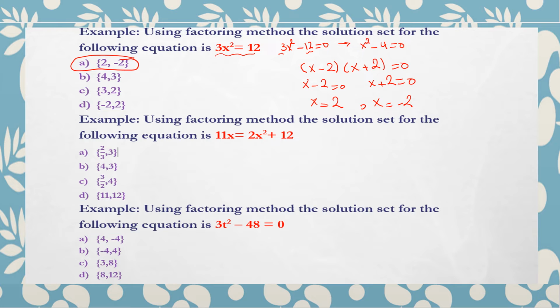Another example, so find the solution set for this equation. Again, we should put this equation into the standard form. So 2x squared minus 11x plus 12 equals 0. Again, by factoring a and c, we get 2x and x, and for the 12 we can take 3 and 4.